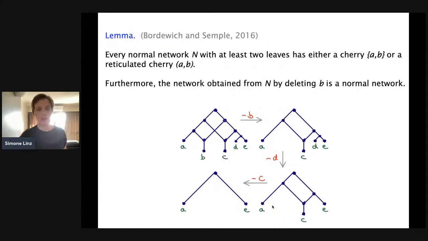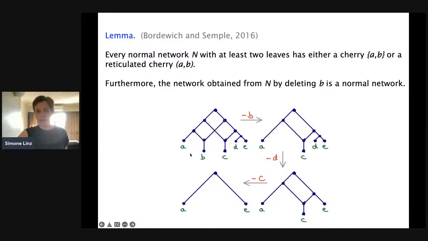And why is this actually important? So it turns out that every normal network with at least two leaves has either a cherry, so just an ordinary cherry as in a tree, and if it does not have such a cherry, it has a reticulated cherry AB. And once you have done this cherry or reticulated cherry reduction, deleting B, then the resulting network can be shown to be again normal. And because it's normal, then again, it has a cherry or reticulated cherry. And this is how we get the induction going.